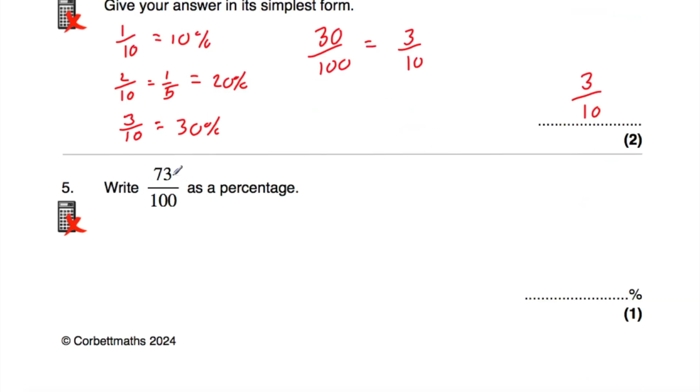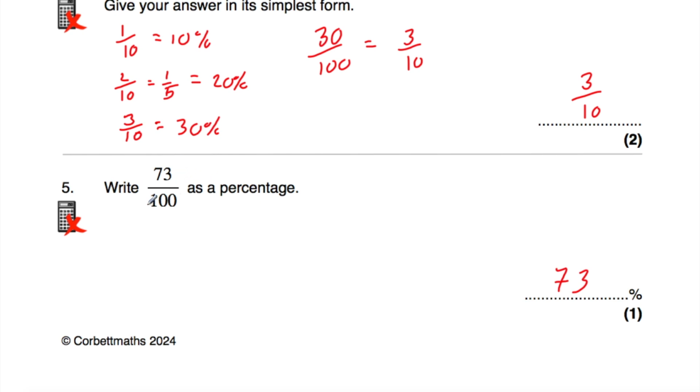Okay, next, question number 5 says write 73 out of 100 as a percentage. Now this one's quite nice. This is already out of 100. It's 73 out of 100, so this would be 73%. To change a fraction to a percentage, you can do the numerator divided by the denominator. In this case, that would be 0.73. And then times by 100, so that would be 73, and then we'd write 73%.